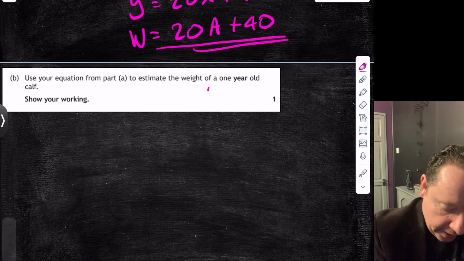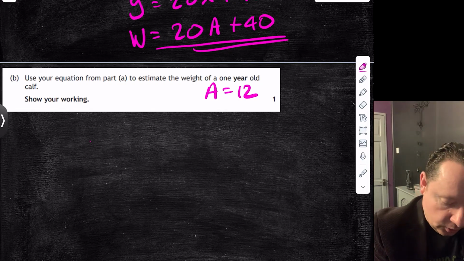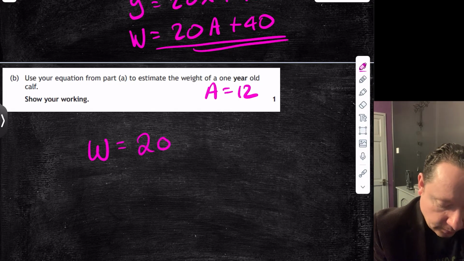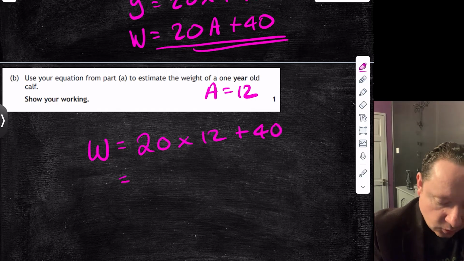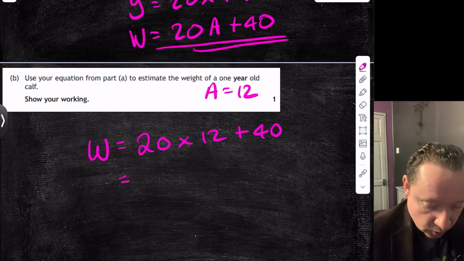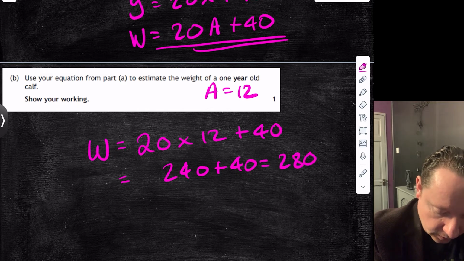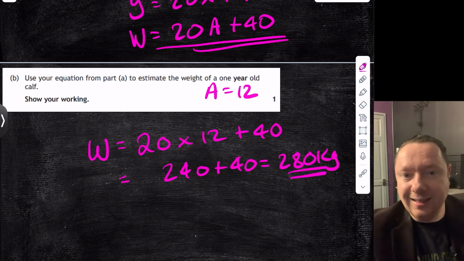1-year-old means A equals 12 because age is in months. So W equals 20 times 12 plus 40. 20 times 12, well, I'll do 20 times 10 is 200. 20 times 2 is 40, so that gives you 240 plus 40, which is 280 kilograms. And we're done there. It's great.